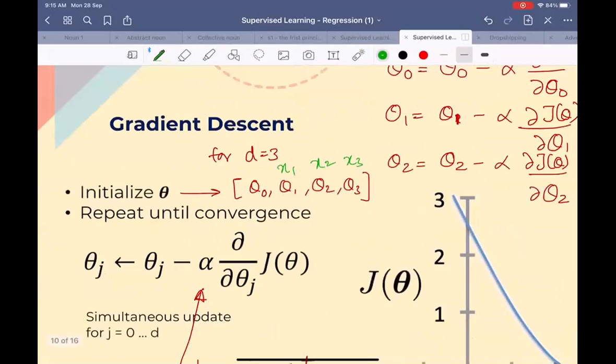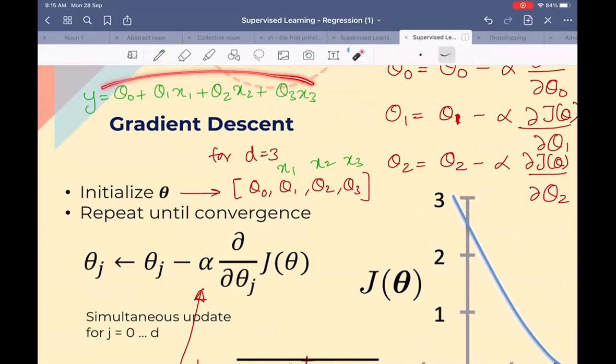Okay, I'll write it here. So our output y is equal to theta 0 plus theta 1 times x1 plus theta 2 times x2 plus theta 3 times x3. So this is our hypothesis function. And to make this hypothesis function, there are four unknown values. Okay? Theta 0, theta 1, theta 2, theta 3 are four unknown values which we are trying to search. So our algorithm says start with random values. So we start with random values.